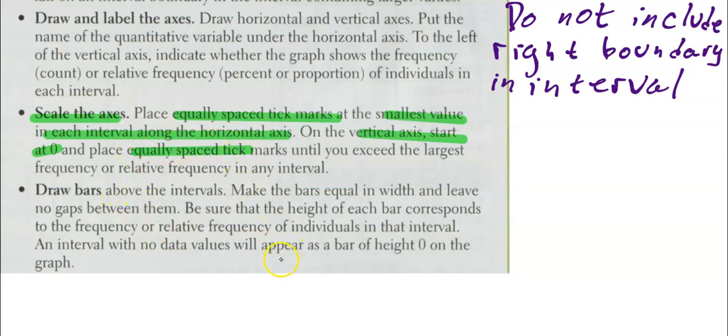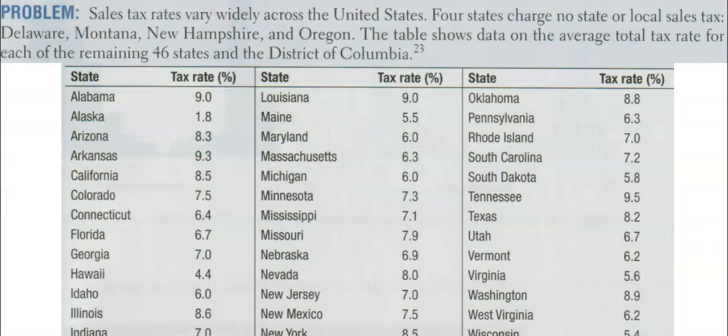Again, equally spaced tick marks, and we want to exceed the largest frequency or relative frequency. Draw our bars. Make the bars equal in width and leave no gaps. Be sure that the height of each bar corresponds to the frequency or relative frequency. I think that makes sense. An interval with no data value appears as a bar of height 0 on the graph. Okay? So let's look at our sales tax rate problem.